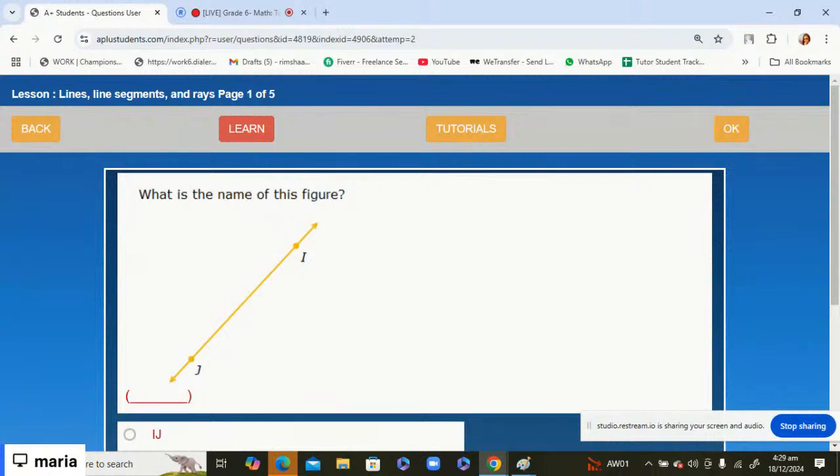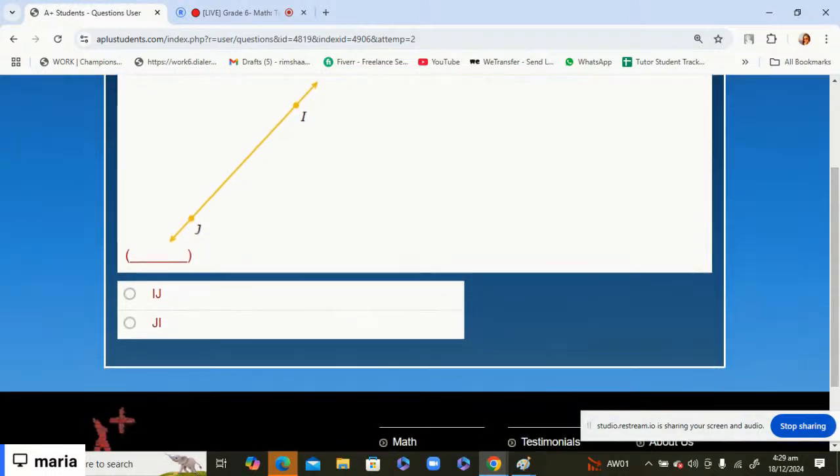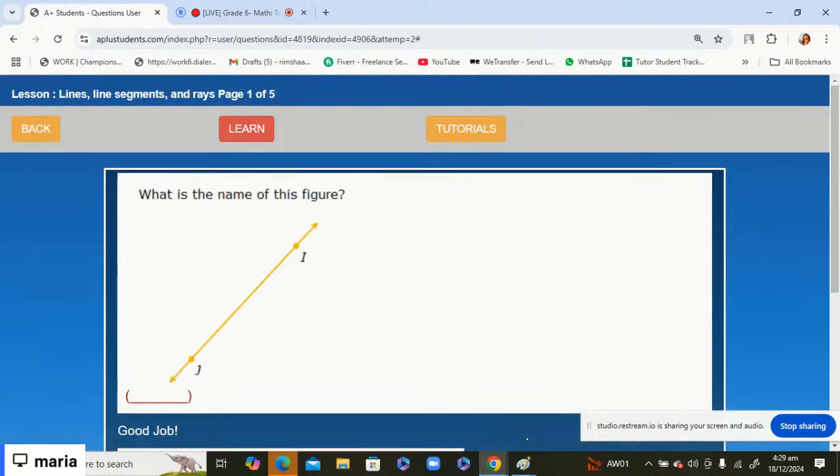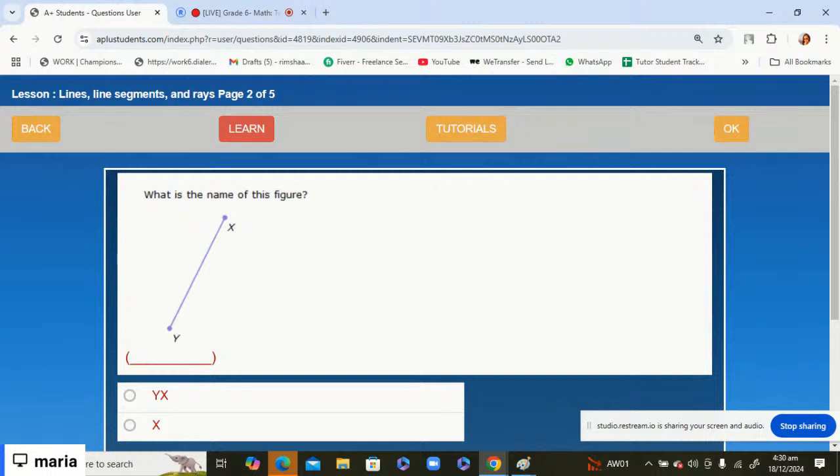Okay, so what is the name of this figure? IJ or JI? So this is from top to bottom, so it's I and J. And this is called, there is no ending point, so this is a line. Look at here, there are two end points.